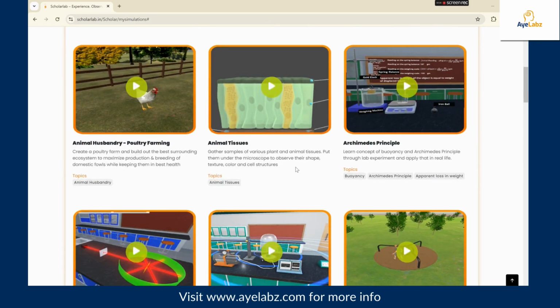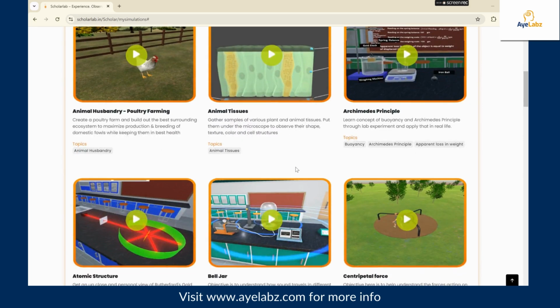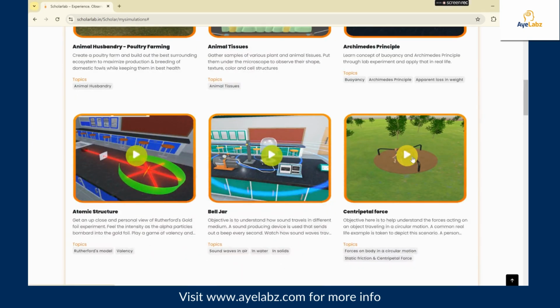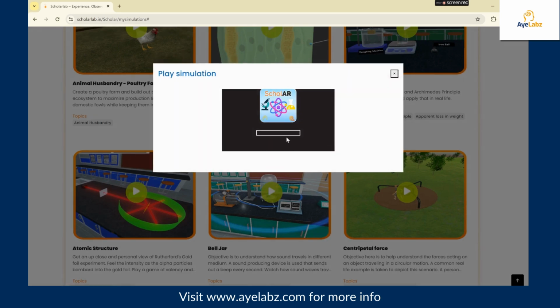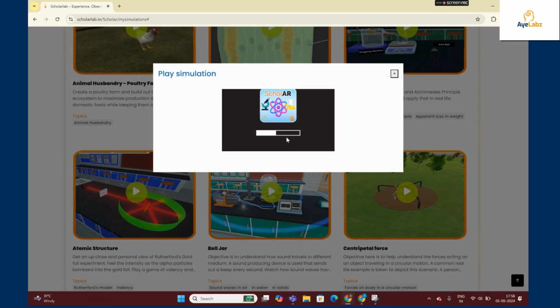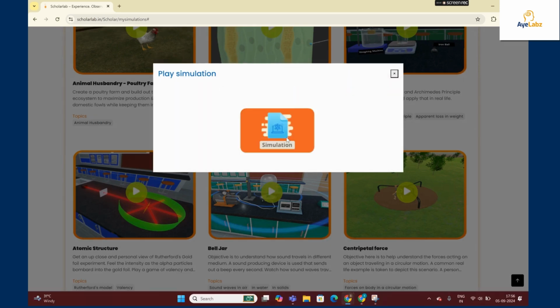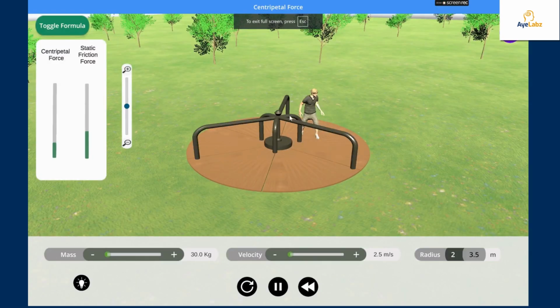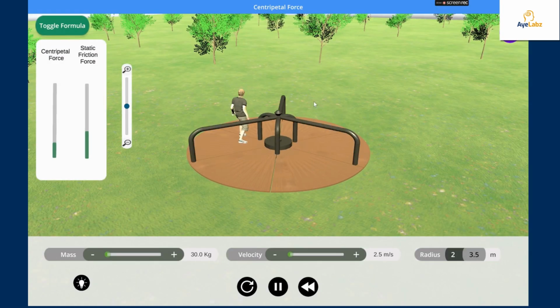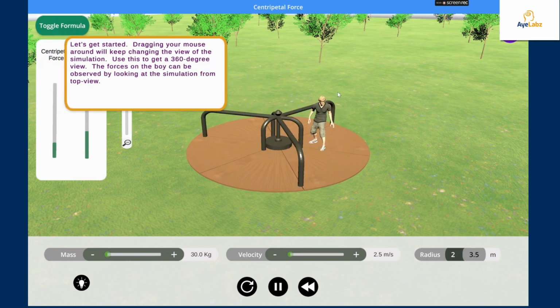So, let's jump in and explore what keeps a person stable or causes them to fly off due to the effects of static friction and centripetal force. Let me open the centripetal force simulation for you. First, picture yourself on a spinning merry-go-round.